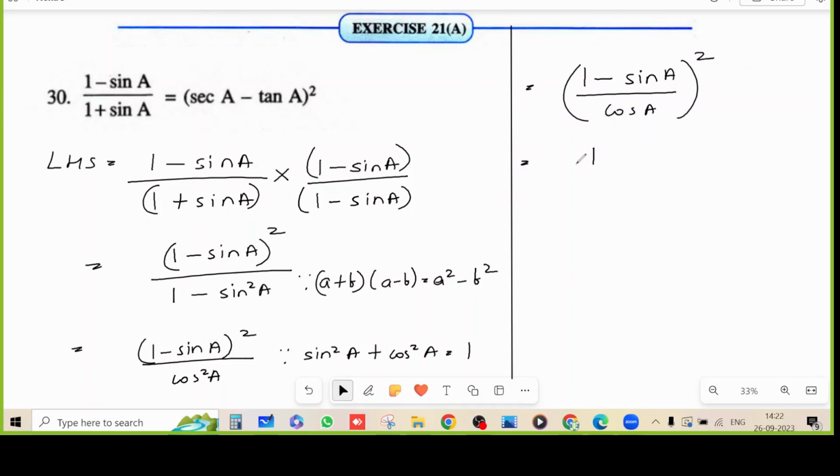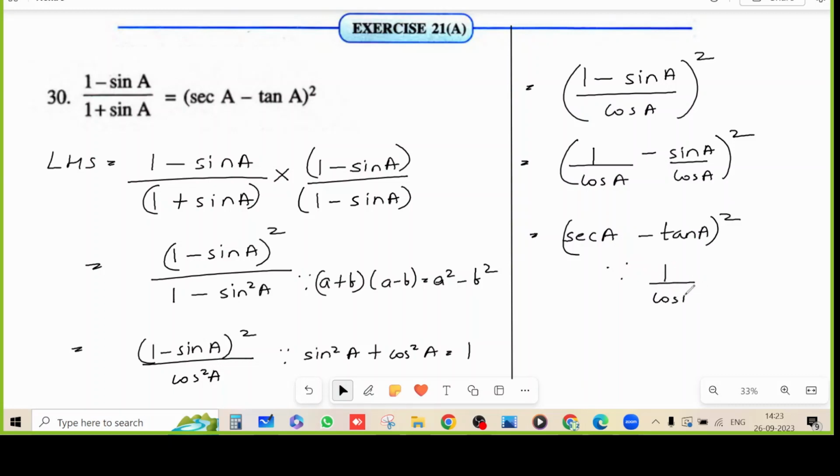Now this will become 1 divided by cos A minus sine A upon cos A whole square. So this part becomes sec A minus tan A whole square, since 1 by cos A is equal to sec A, and sine A upon cos A is equal to tan A. Now this part is equal to the right hand side. So hence we have proved that the left hand side is equal to the right hand side.